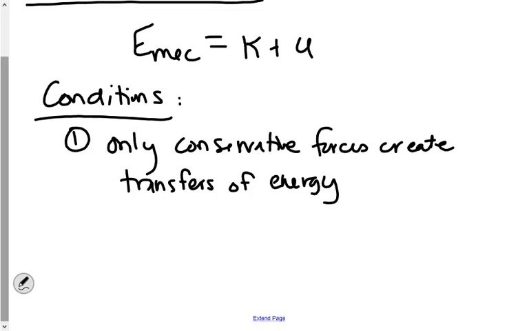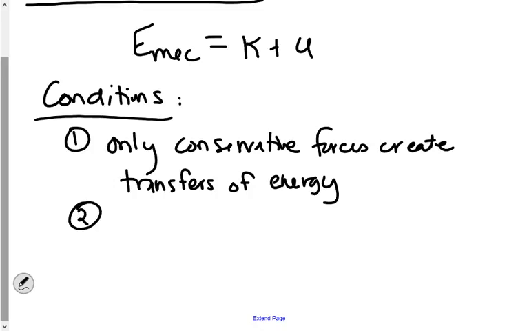Which is okay, because both the gravitational force and the elastic force are conservative forces. And remember, conservative means that when I move the object back to its original configuration, I get back whatever energy I expended in putting it there. So if I stretch the spring out, when the spring goes back to where it started, the same amount of energy is transferred back to the system as I took out in the first place. Okay?